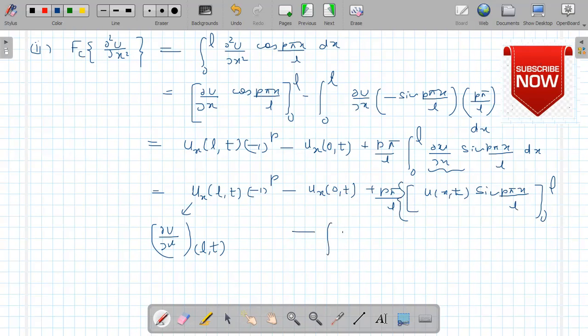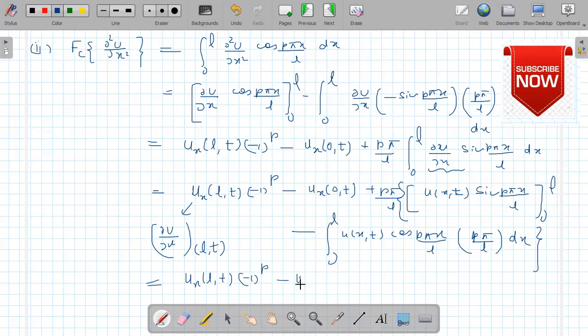Minus integral u(x,t). Differentiation of sine p pi x over L is cos p pi x over L into p pi over L dx. u(L,t) minus 1 raised to the power p minus u(0,t).